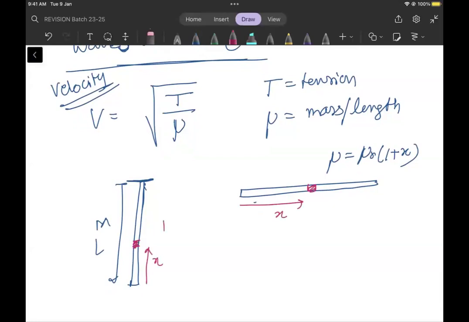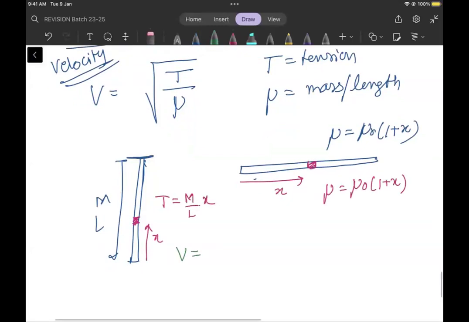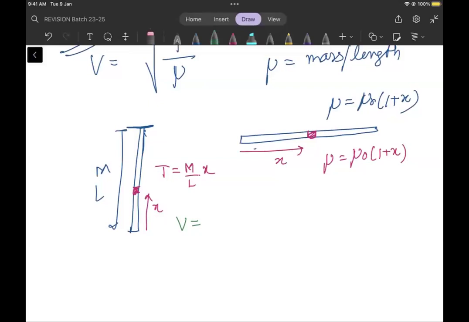So here the tension will be m by l into x, and here mu will be equal to mu naught 1 plus x. So the velocity of the wave, if any, which is established on the string, at this point, the velocity of the wave at this point will be root m by l x divided by mu, which also happens to be m by l, by the way. ये उड़ जाएगा. So v is equal to root of x.